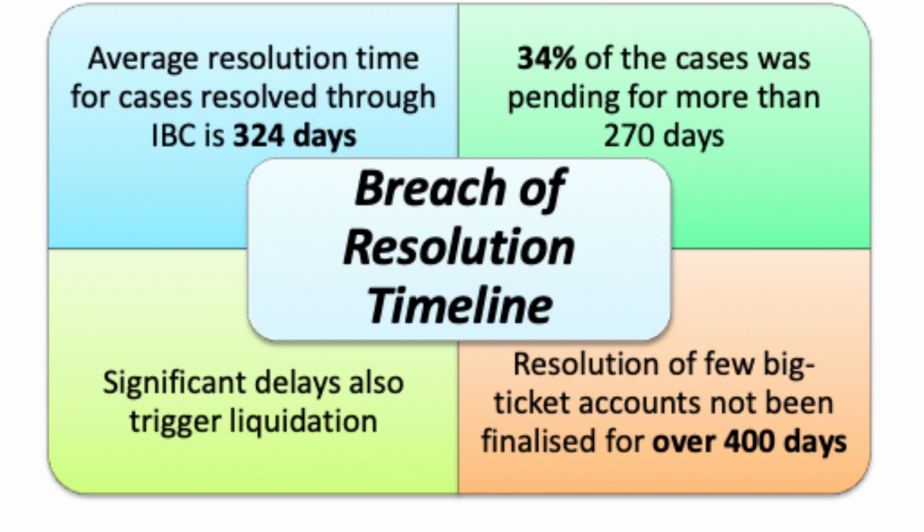By the end of June 2019, there were 1,292 cases outstanding under the IBC, of which resolution in 34% of the cases was pending for more than the 270 days deadline. Significant delays also trigger liquidation. Also, there are a few big ticket accounts for which resolution has not been finalized for over 400 days. Nonetheless, one can expect to see that this problem will also be gradually tackled with timely amendments made to the code.